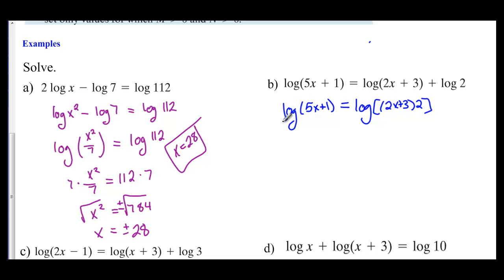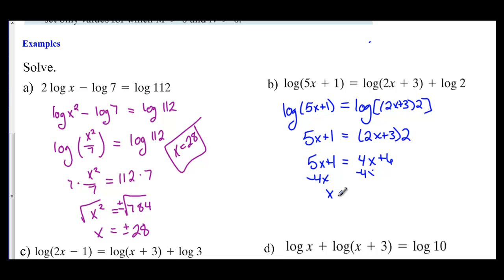And then once we have the same log statement on each side, then we can get rid of those logs. So we're going to have 5x plus 1 equals 2x plus 3 times 2. We're going to distribute on the right side. So we'll have 5x plus 1 equals 4x plus 6. And then we're just going to solve for x. So we're going to subtract 4x from both sides.